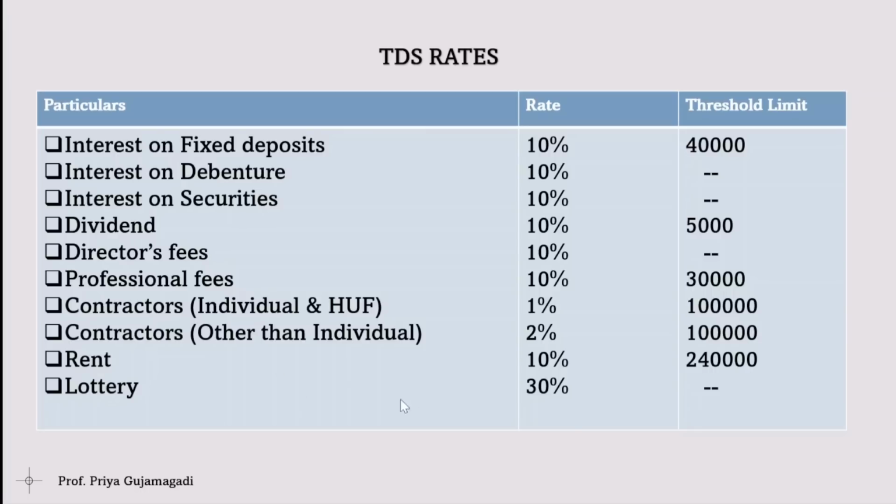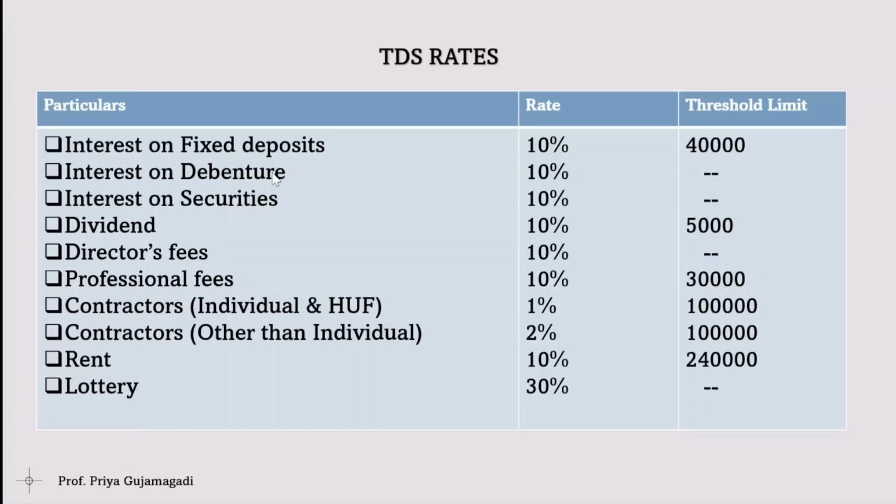So the first one we can see here is interest on fixed deposit. Whenever a person keeps a fixed deposit with the bank and gets interest on it, the TDS deducted is 10%. Up to 40,000 there is no TDS. So up to 40,000 no need to pay TDS. Once the interest is more than 40,000, then the tax deducted at source is 10%.